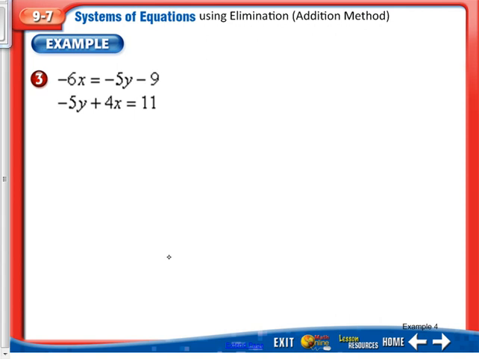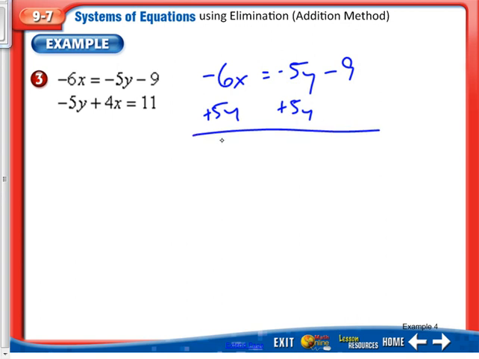All right, again, moving on here. Now, you see in this problem, we are not set up with like terms on top of each other. So what I'm going to do here is get the negative 5y over onto the left side. So I'm going to just write that whole thing over here. Negative 6x is equal to negative 5y minus 9. I'm going to add 5y to both sides. So I'm going to end up with 5y minus 6x is equal to negative 9.